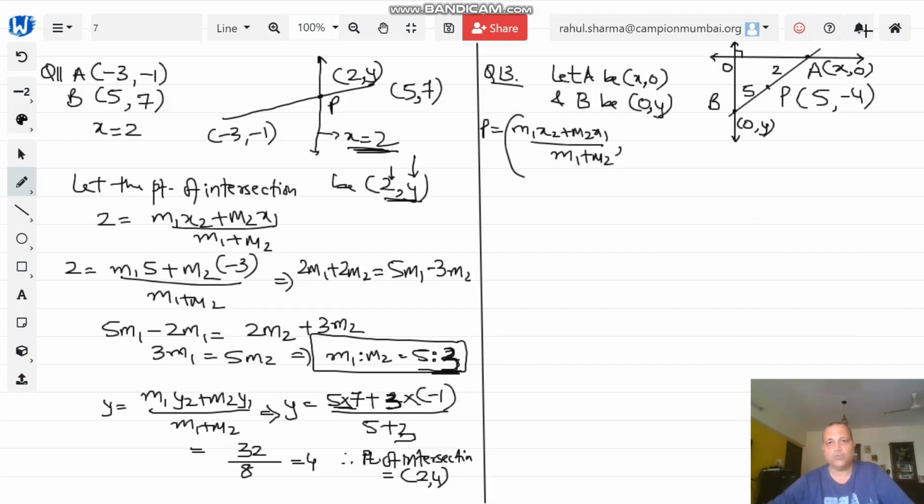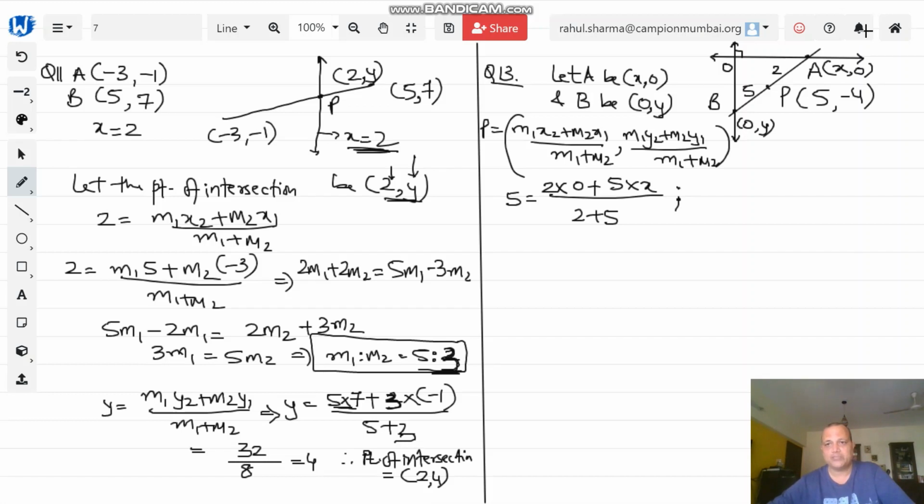And similarly, the Y would be m1y2 plus m2y1 upon m1 plus m2. So in this case, 5, which is the x coordinate, is equal to m1x2 plus m2x1 upon m1 plus m2. In this case, m1 we are taking as 2. So it will be 2 into x, m1 into x2 is 0, plus m2, which is 5 into x1, upon 2 plus 5.